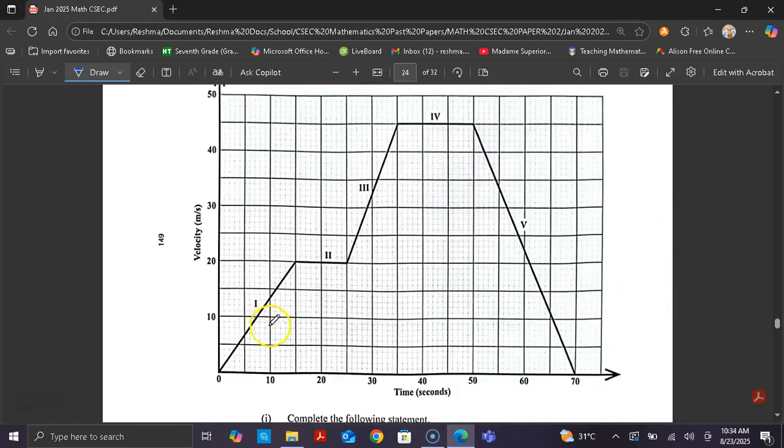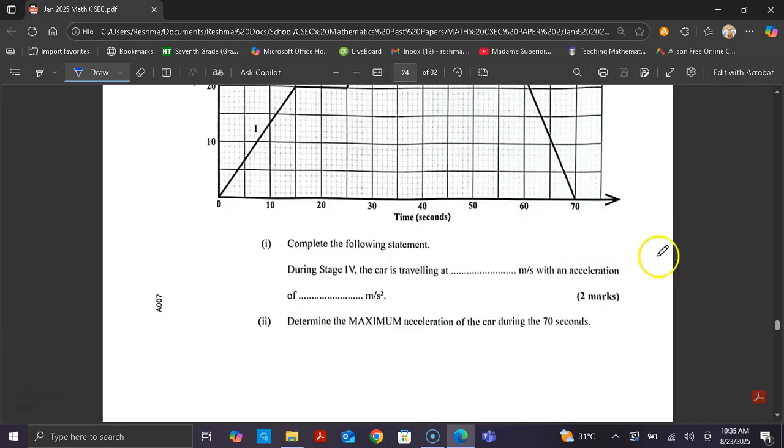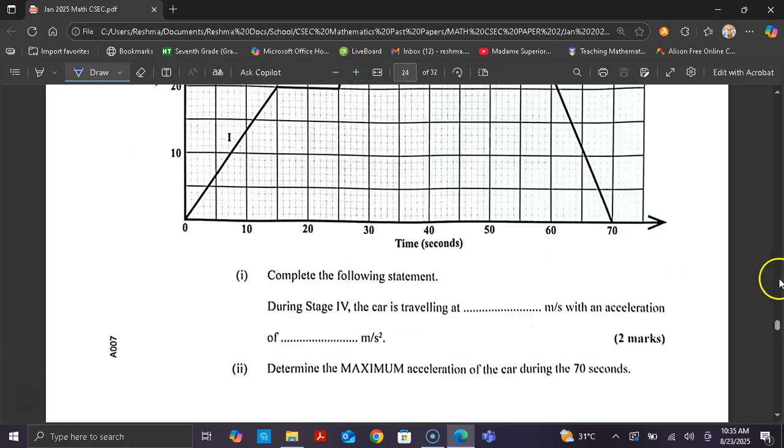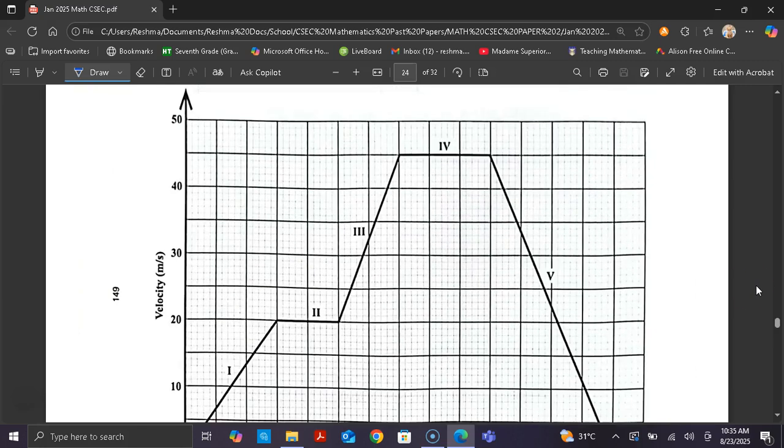Alright, so this is the velocity-time graph for the car that is traveling in 70 seconds from point A to point B, and it has 5 stages of its journey. So, part 1, complete the following statement. During stage 4, the car is traveling at blank meters per second with an acceleration of blank meters per second squared, and that is for 2 marks. So let's go back up and look at stage 4 of the journey.